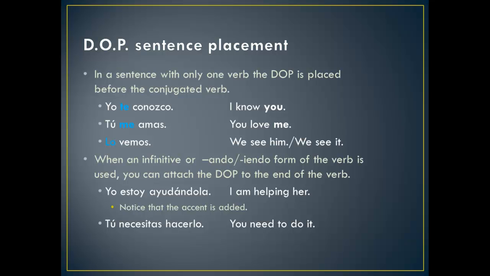Okay? When you have an infinitive or the ando or yendo form of the verb, that's the ing form of the verb, you can attach your direct object pronoun to the end of the verb. Okay? Yo estoy ayudándola. Notice when you add it to the ando or the yendo here, like on ayudándola, we add an accent on the a in ando.